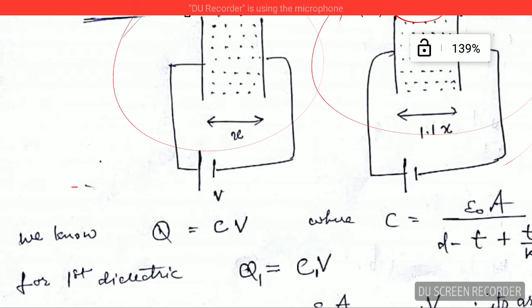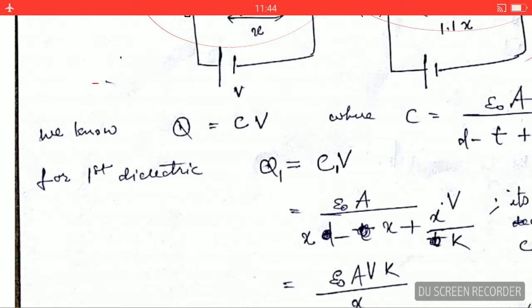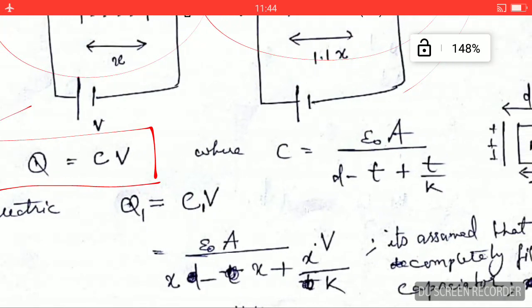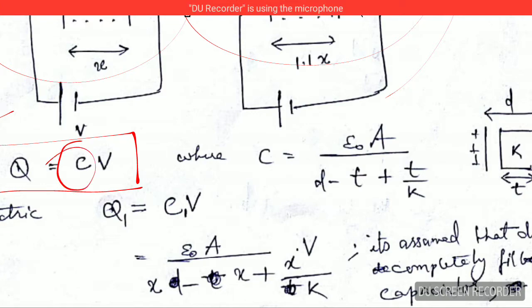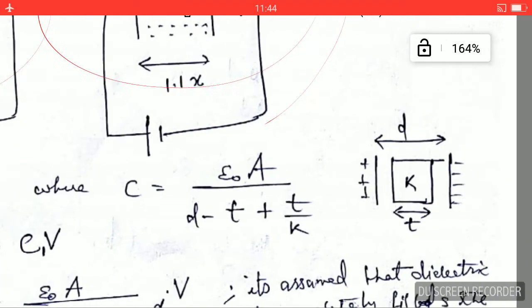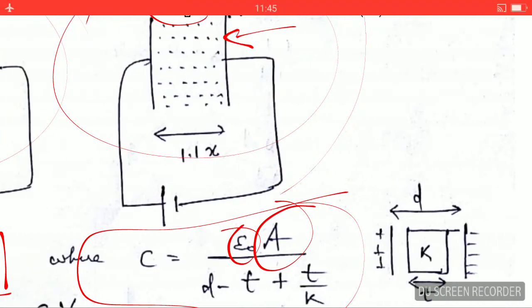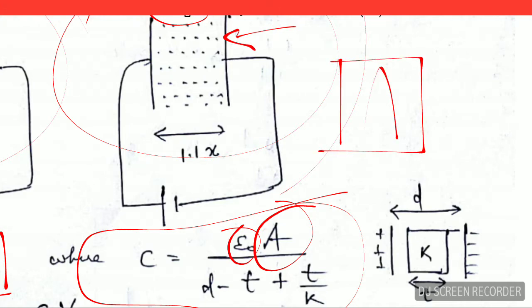Before solving this question you have to know some important concepts. The first concept is that the charge is equal to capacitance times voltage difference. This is the equation for the amount of charge, where C is the capacitance. For the parallel plate capacitor the capacitance is given by this formula. In this formula epsilon 0 is the permittivity of free space, and A is the area of the plate.